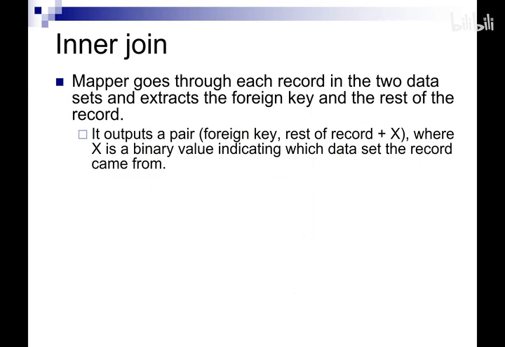Okay, and then that mapper is going to output a pair. The pair is going to be the user ID, and then the rest of the information in that row, and then one more value x here. So x is just indicating whether it came from the first table A or the second table B. So x can be just a single bit here, indicating which table it came from.